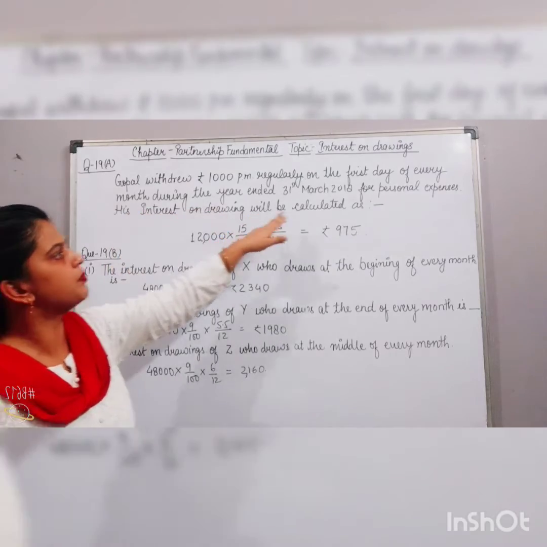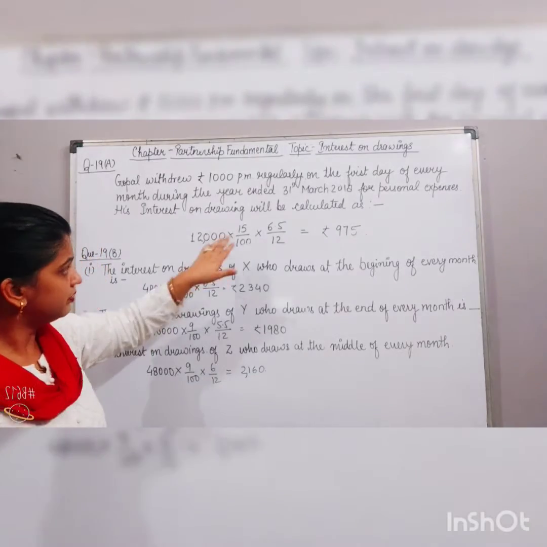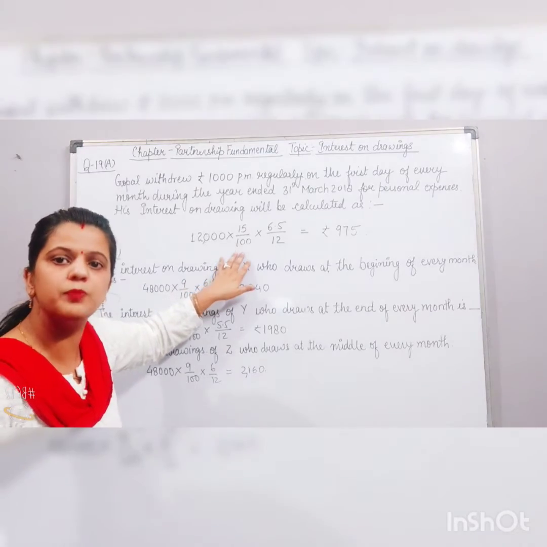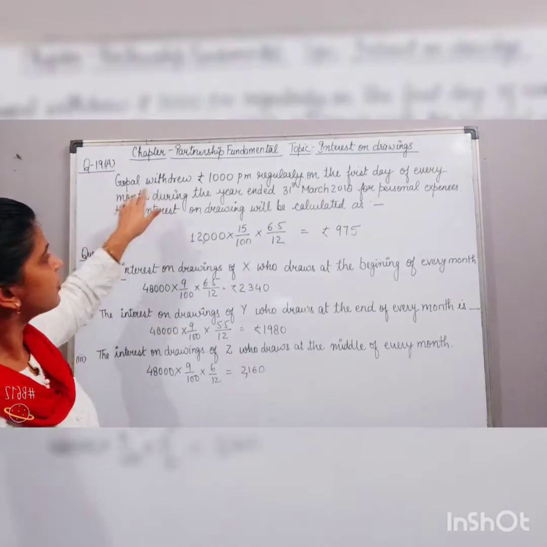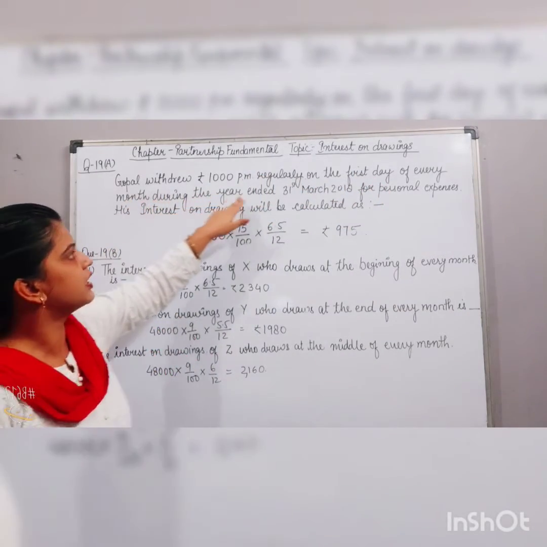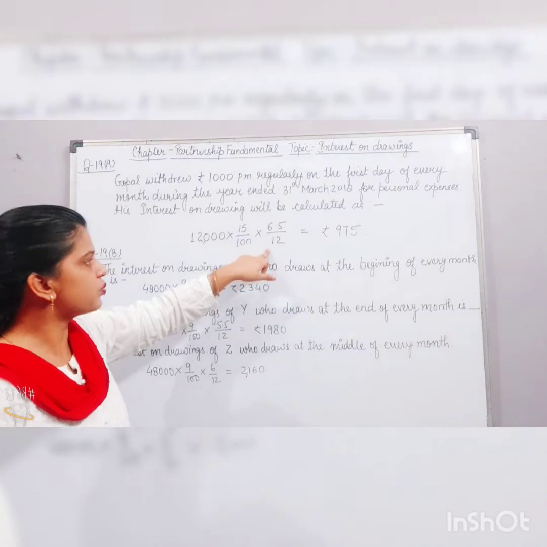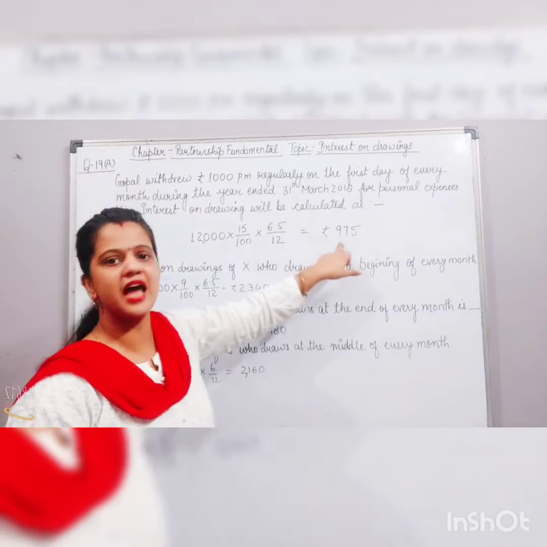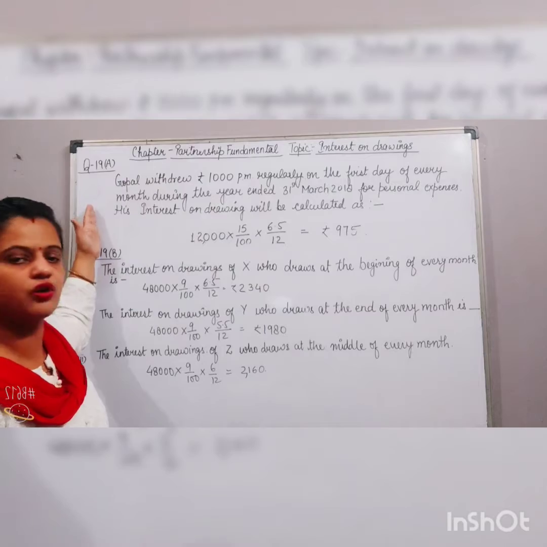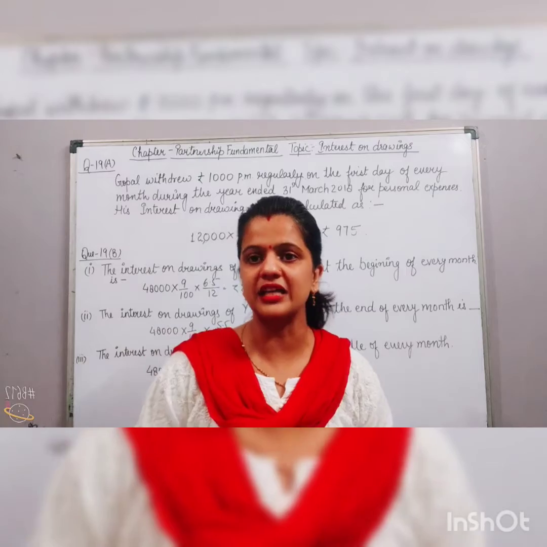His interest on drawing will be calculated as follows: 12,000 he is withdrawing over the year, at the rate of 15%. As he is withdrawing on the first day of every month, the average period will be 6.5, so 6.5 will be divided by 12 and we'll get 975. In this way the calculation of interest on drawing will be made. Now move to the second question, that is 19b.